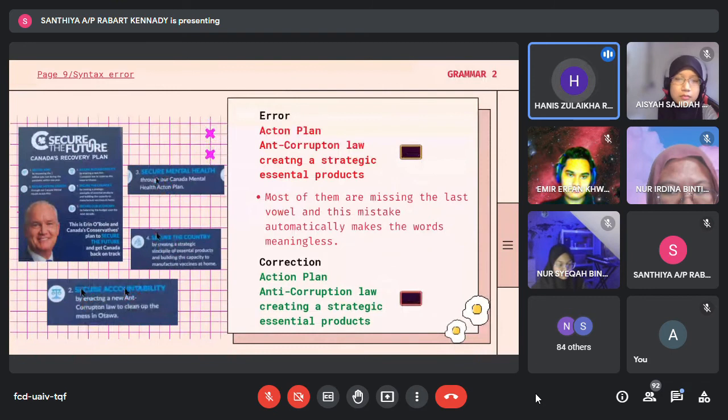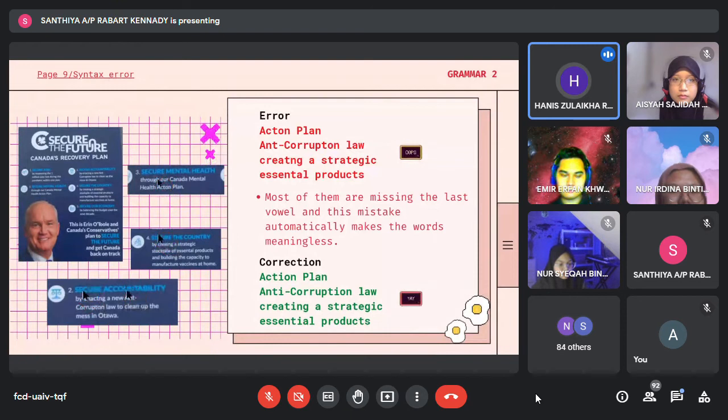So the next error is also a misspelling error. The errors that we list down here, there's kind of a lot, which are act and plan and corrupt and law, creating a strategic, essential products. Most of them are missing the last vowel, and this mistake automatically makes the words meaningless. So the corrections for these errors are action plan, anti-corruption law, creating a strategic, and also essential products.